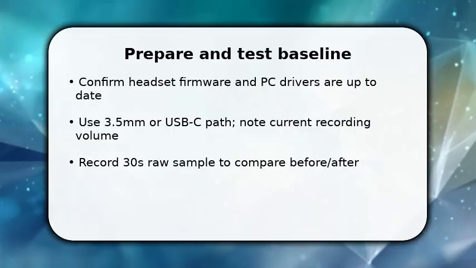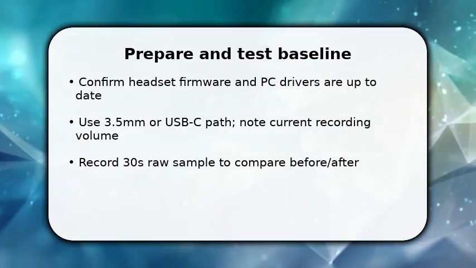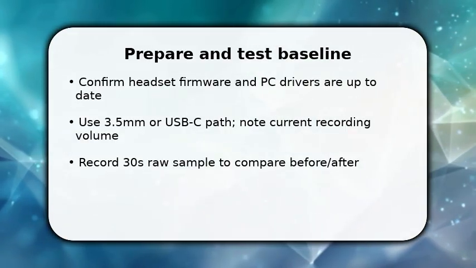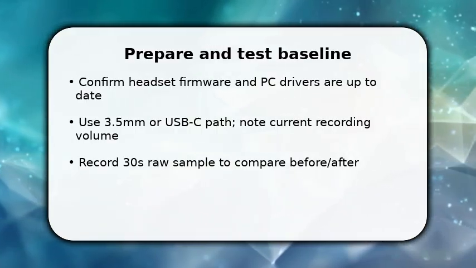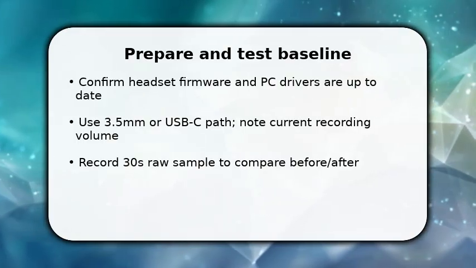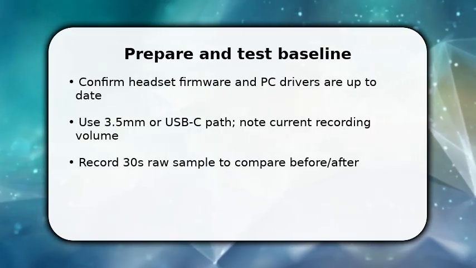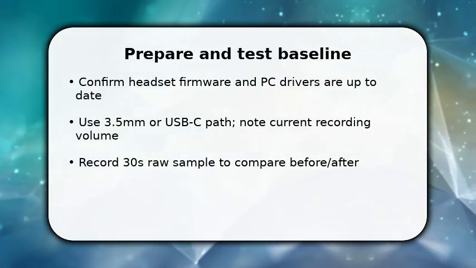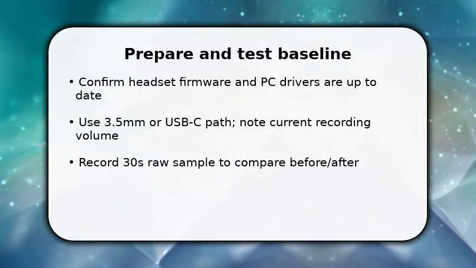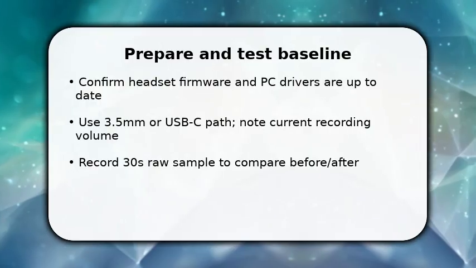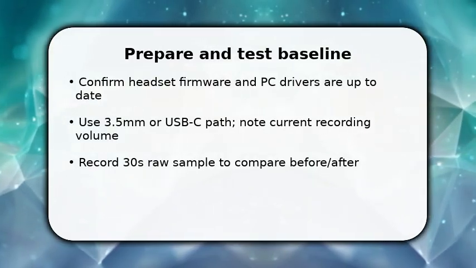Enjoy the video. You begin by establishing a clean baseline so you can hear real improvement. First, make sure your HyperX Cloud 3 firmware and system audio drivers are current. Outdated drivers hide issues. Next, pick the physical input path, 3.5mm analog or USB, because each needs different tuning, and note the recording volume level. Then record a 30-second raw sample of your voice at normal distance. Once done, listen critically. This sample becomes your reference to judge every subsequent change.